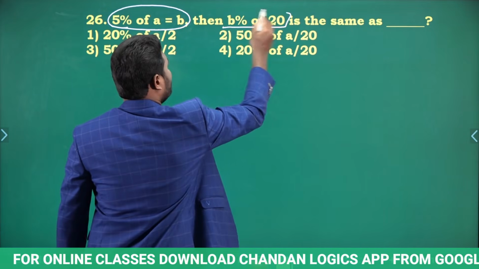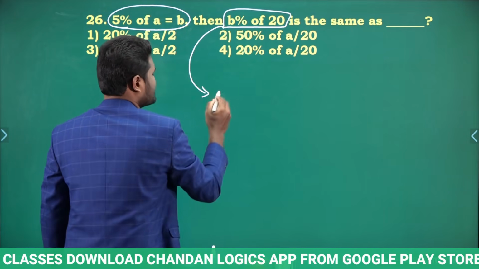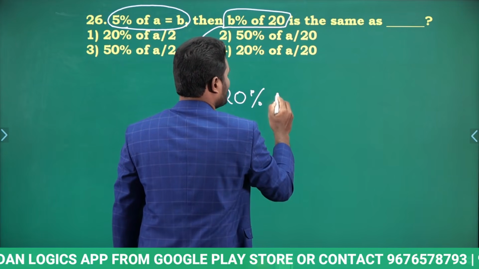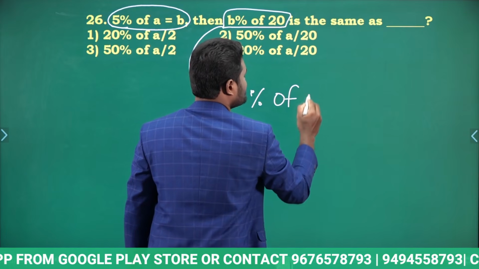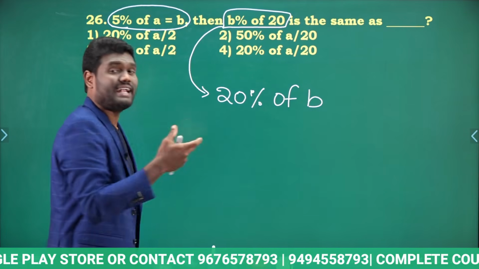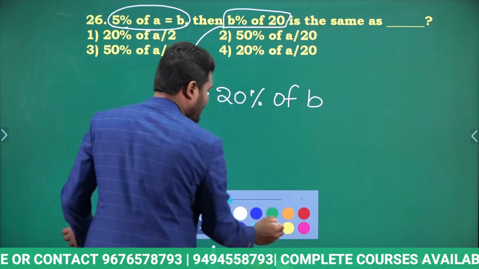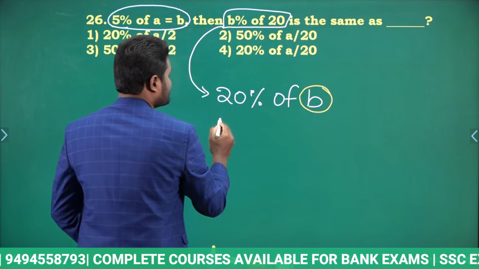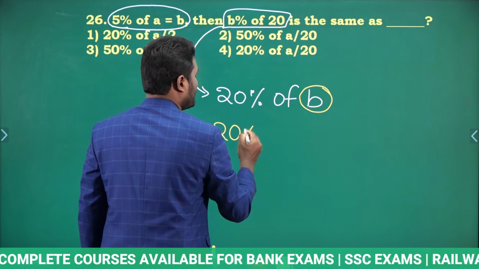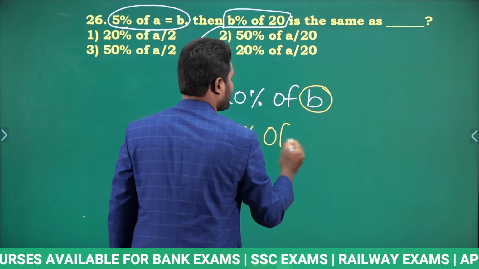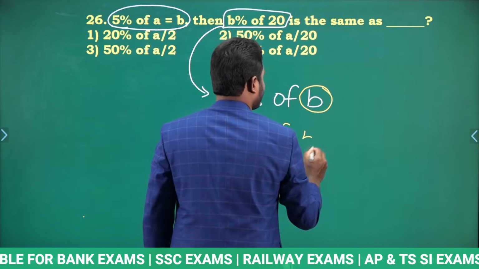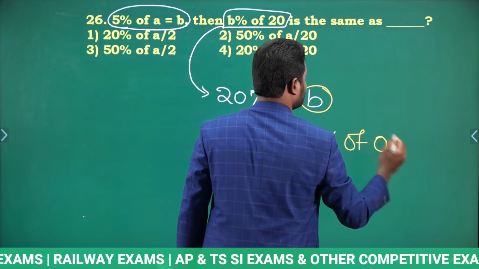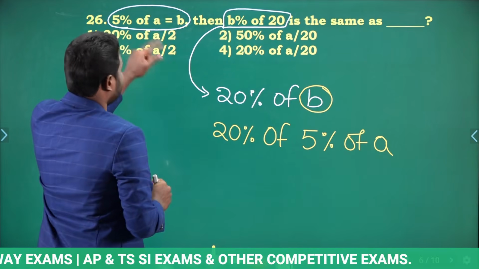Now can I write B percent of 20 as 20% of B? Can I write in this way? B percent of 20 is same as 20% of B. When I write it as 20% of B, I already know what is B. Yes or no? Substitute B here. If I substitute here, this is going to be 20% of B, which is nothing but 5% of A. Yes or no?